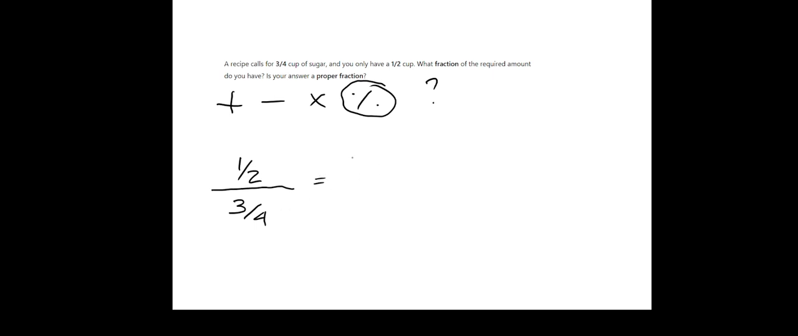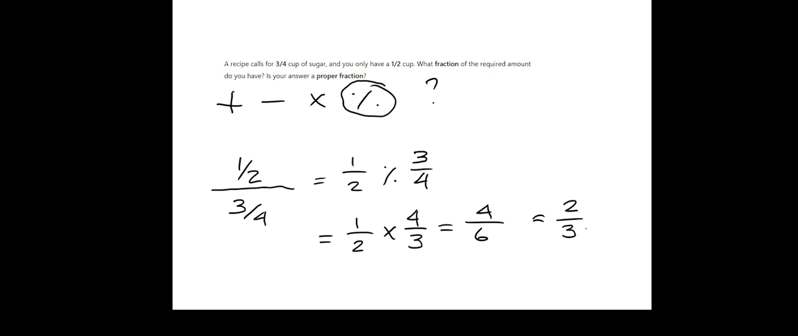So we're going to rewrite that half divided by 3/4, and you should know by now the drill for that is the same as half times 4 over 3, which is 4 over 6. These are both even numbers, so divide by 2, 2/3. So we have 2/3 of the amount of sugar we need.